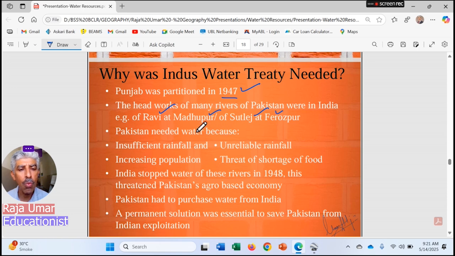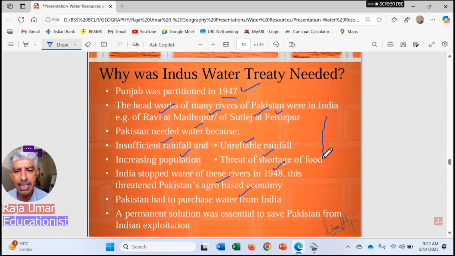Pakistan needed water because of insufficient and unreliable rainfall. Pakistan is in need of an irrigation system. There is increasing population and a threat of shortage of food. India stopped the waters of these rivers in 1948. This threatened Pakistan's agro-based economy. Pakistan had to purchase water from India as the headworks, I mean the water control system, were in India.